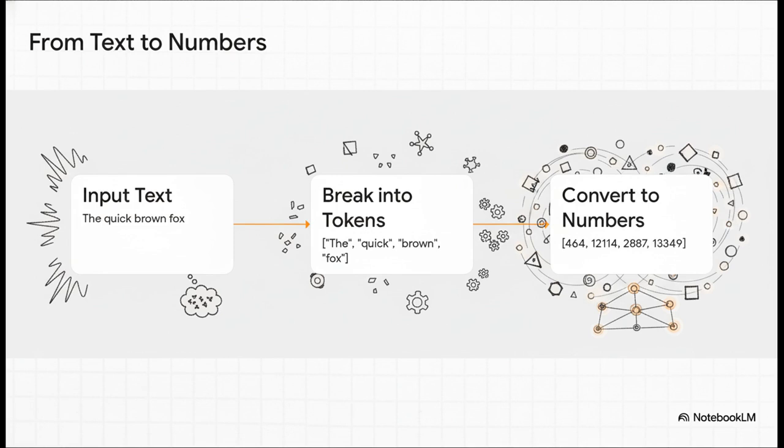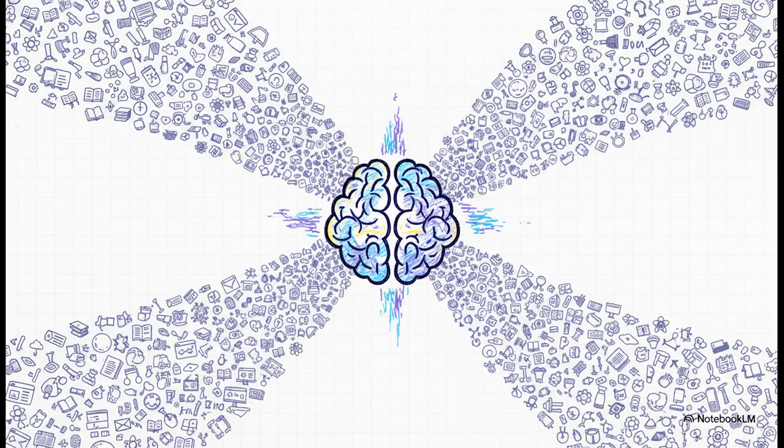The might become 464, quick might become 12114, and so on. This is it. This is the magic step that translates our human language into numbers a computer can actually work with. And the amount of data we feed it is hard to even wrap your head around.